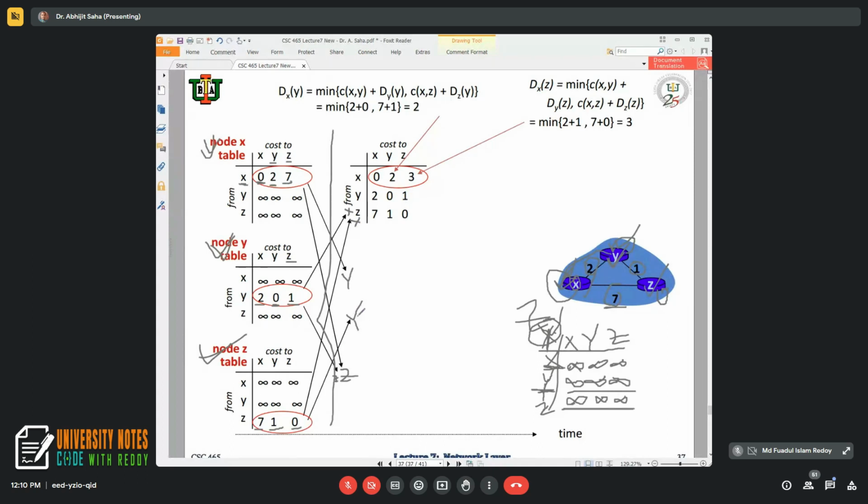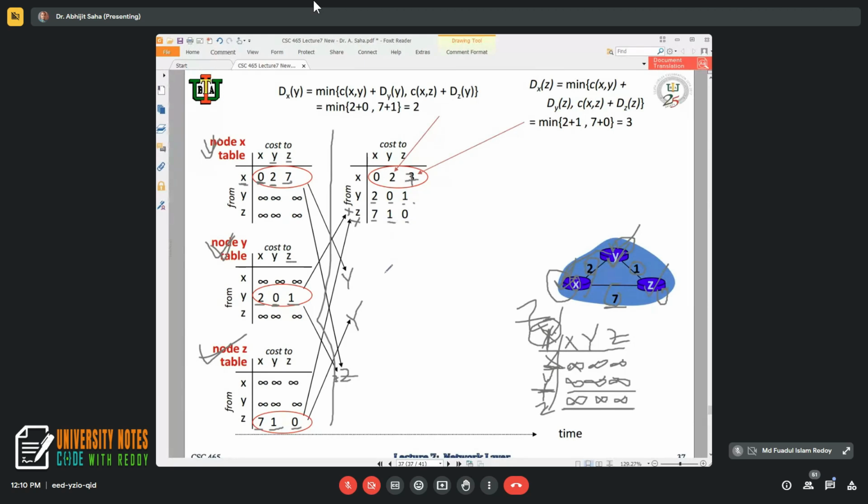Okay, so when it gets the update, there is another column I have not written there, so I will make another column here. This is going to be his own table, and he gets the update from y and z. From y he has updated the empty entries to 2, 0 and 1. And also he got the update from z, so he has made it 7, 1, 0. Do you understand that?